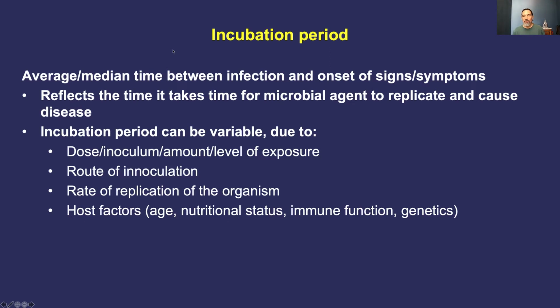Because of this variability, incubation periods are reported as medians with ranges or an average. For example, the incubation period for coronavirus is a median of about 5 days with a range of about 2 to 14 days. And we'll see examples of how epidemiologists determine the incubation periods of infections later.